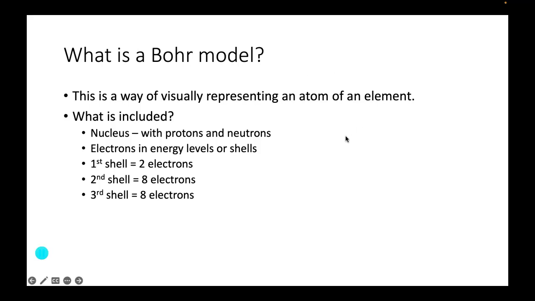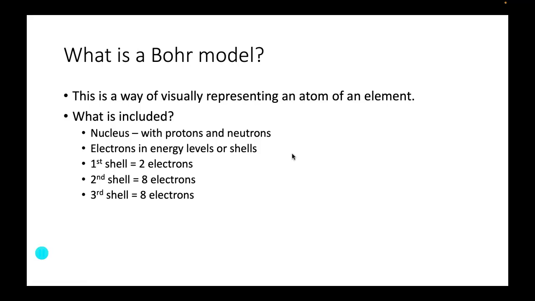In their model, we have our nucleus, our protons, and our neutrons, and we figure out how many of those we have by looking at the atomic number and the atomic mass. And then the electrons are in the energy levels or shells. We have different levels where the electrons go, and they fill from the lowest energy level out. I'll show you that in just a moment.